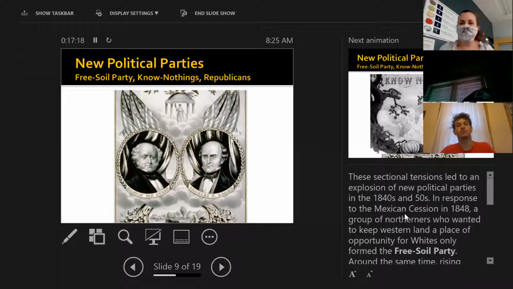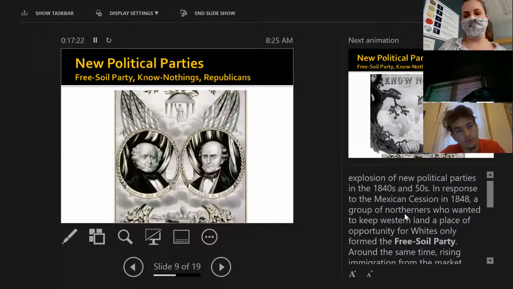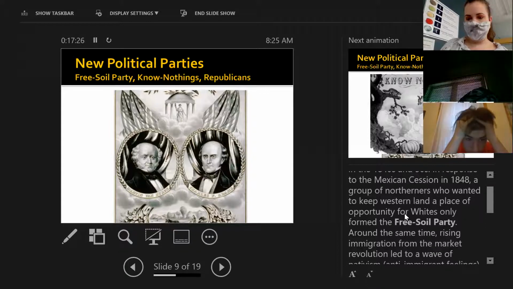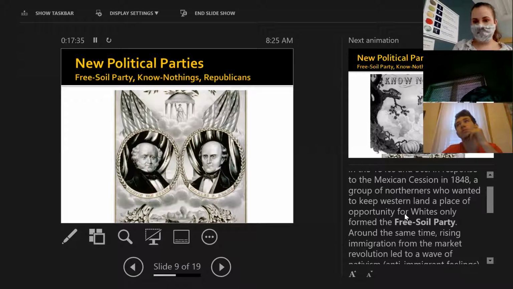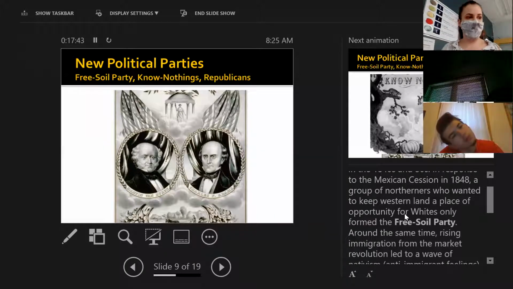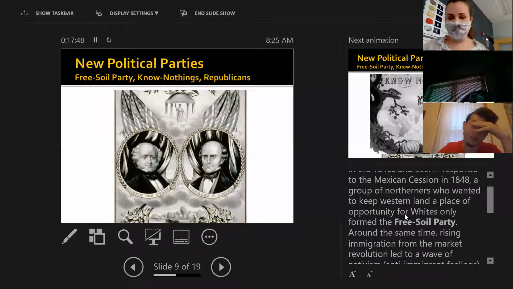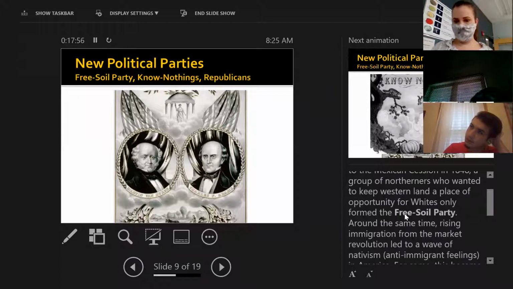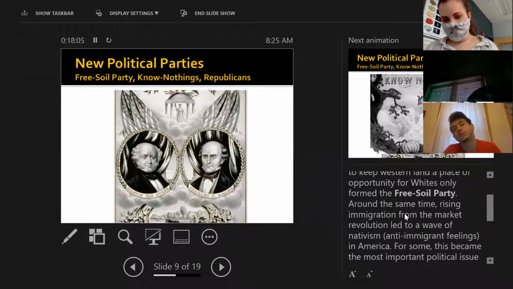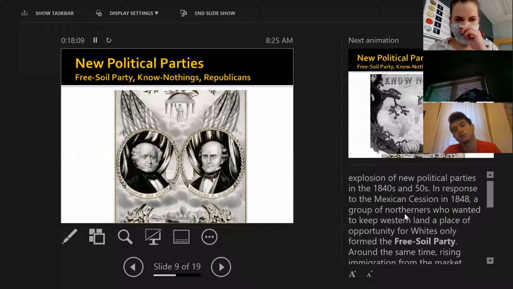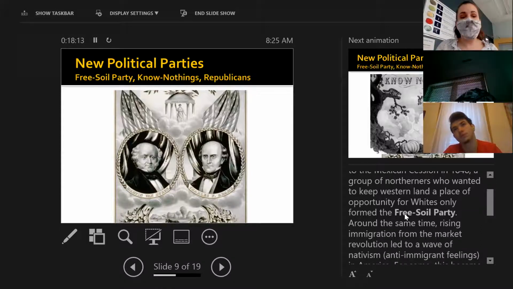This also leads to the creation of new political parties in the 1840s and 1850s. The first to be established is the Free Soil Party. The Free Soil Party was established after the conflict of the Mexican Cession Territory, and they believed that this new territory should be for whites only.